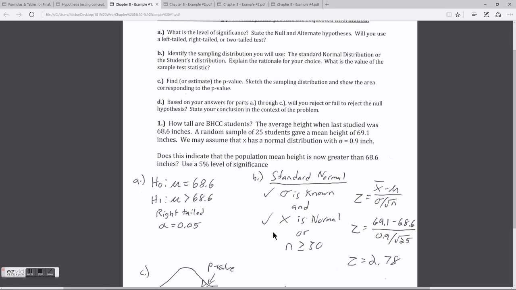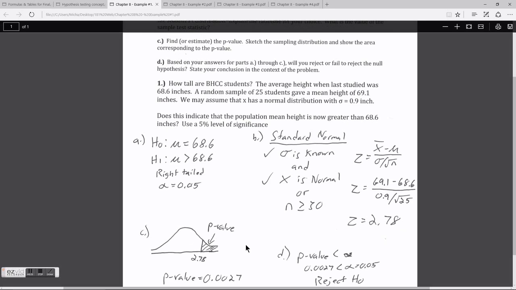In this particular problem, I don't have a sample size of at least 30, but I'm going to go under the assumption that the population has a normal distribution. So I can use the standard normal distribution as my sampling distribution, which means I can compute a z-value. So I took my sample mean of 69.1 inches and I computed the z-value for that, and I calculated it to be 2.78.